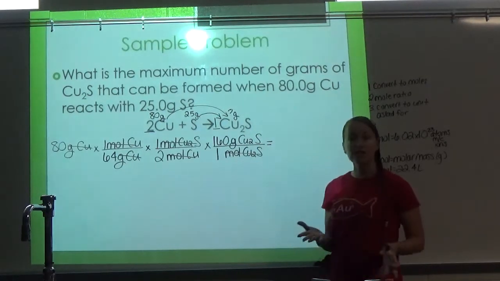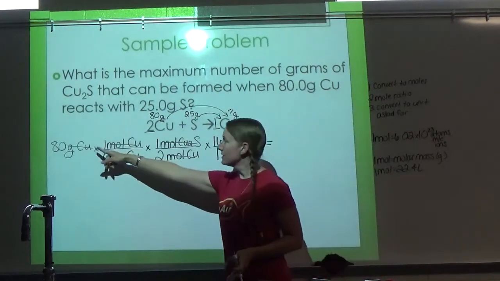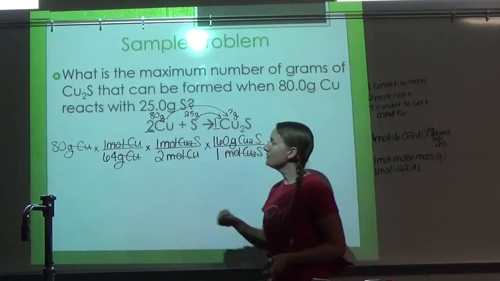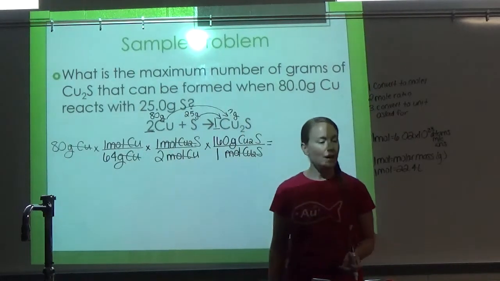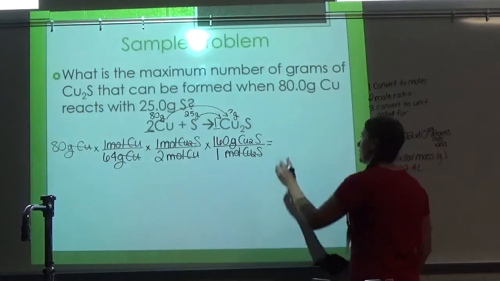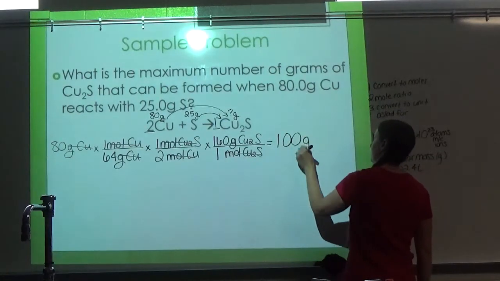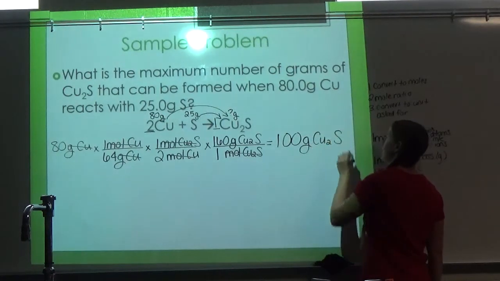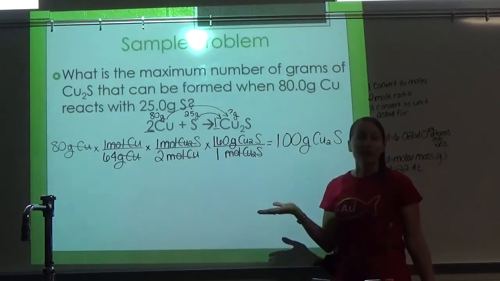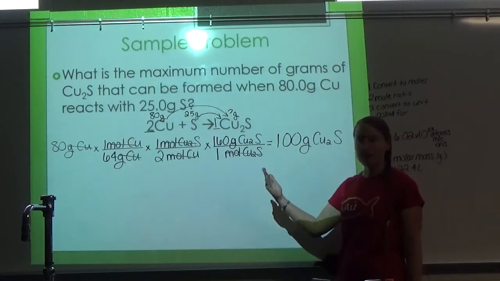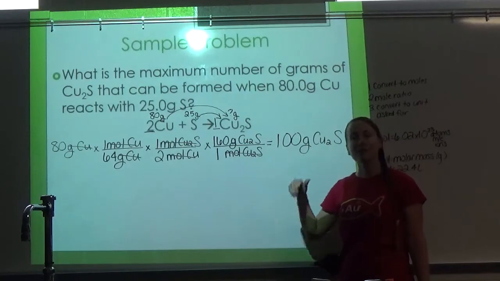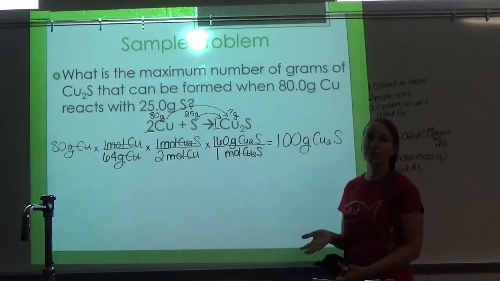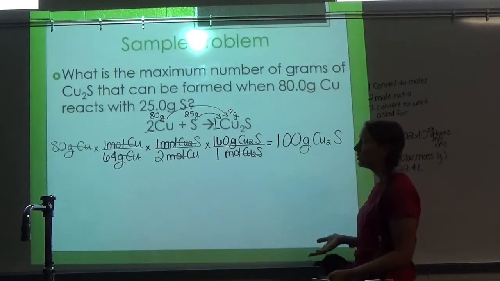So I'm ready to solve. Remember, you just multiply across the top, 80 times 160, and divide by the bottom, 64 and 2. And so when you do that, you're going to get 100 grams of Cu2S. Now, we don't know if that's the right answer yet, because think about our sandwich example. We had to go through and find out how many sandwiches for each ingredient before we knew how many sandwiches we could make in total.